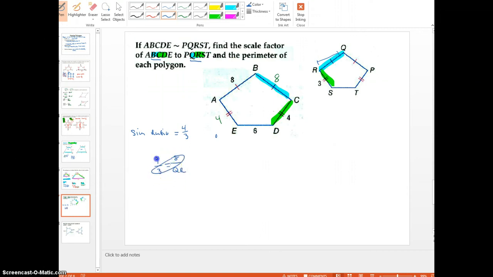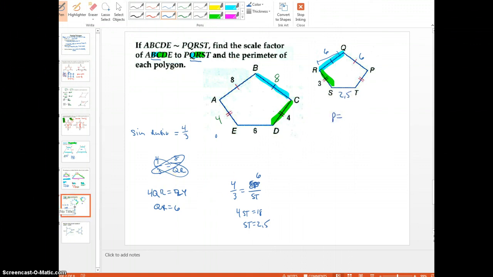When I cross multiply and solve, 4QR equals 24 and QR equals 6. So we have QR now is 6, that's 6. Then if I look at the last one, 4 to 3 equals ED to ST, and ED has a length of 6. So when I cross multiply, 4ST equals 18, ST equals 4.5. Now I can go ahead and find the perimeter.